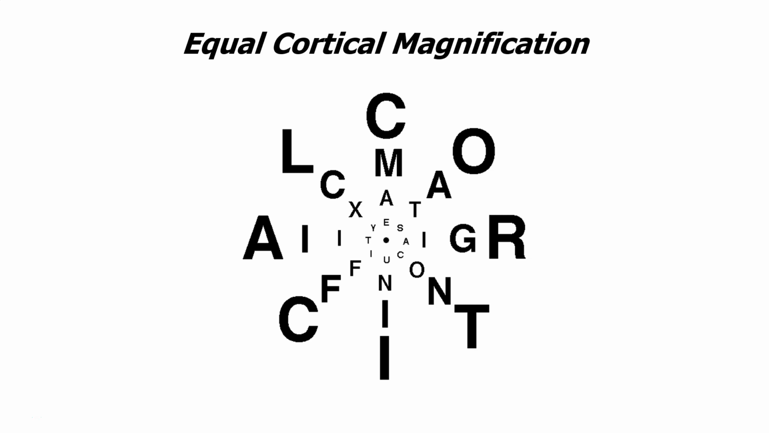Now you can see them and identify them, of course, because they're bigger, and they're just big enough so that you can actually identify them. So this is the cortical magnification factor, and all of these letters that you can see have equal cortical magnification.